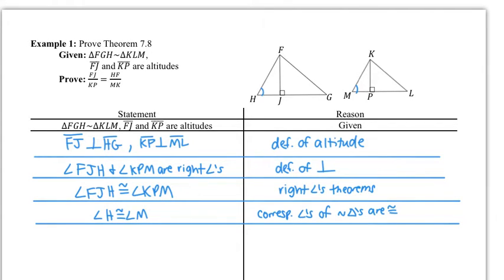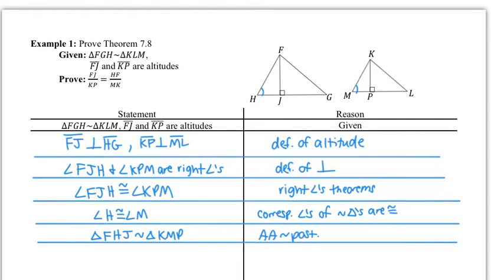All right, so now I have that these two triangles are similar, but we have to state that. So we're going to say triangle FJH, I'm going to call it FHJ, is similar to triangle KMP, and our reason is the AA similarity postulate, because we have two pairs of corresponding angles that we know are congruent. And now because of that, we have the ratio of their corresponding side lengths forming a proportion. So we know FH is to KM as FJ is to KP as JH is to PM. We know that full proportion.